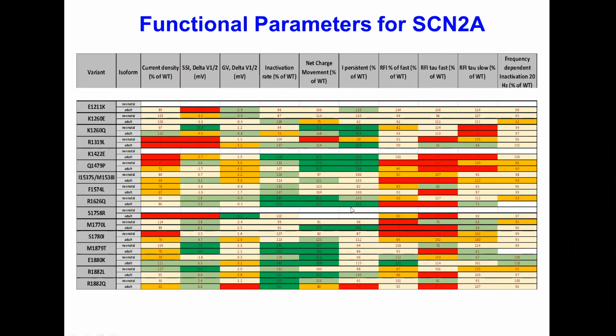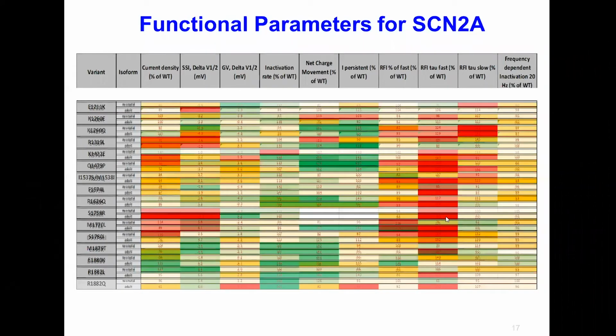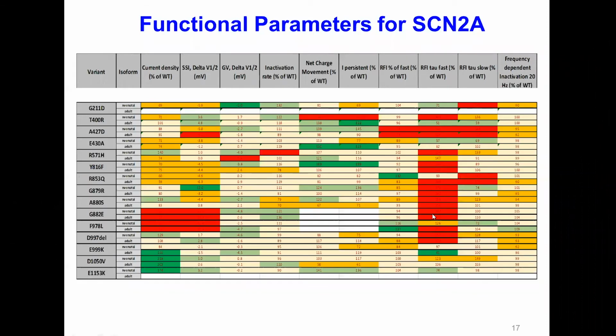For other variants, for example, maybe we just go back to some of these others, G882E, this had very low current density. It had changes in recovery from inactivation that were all very consistent with a very strong loss of function property. But there were other properties that suggested maybe a gain of function or normal function. But again, we think that predominantly this one would be a loss of function.